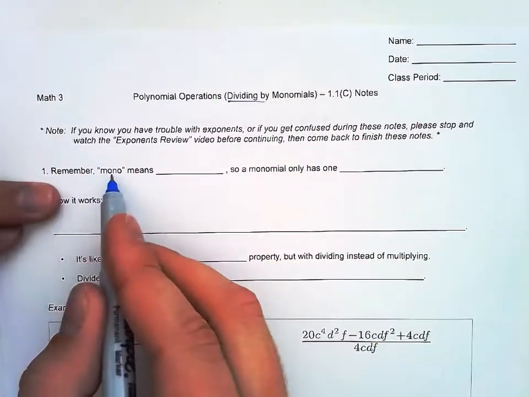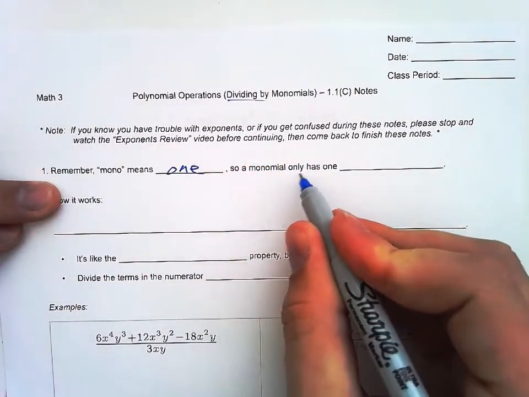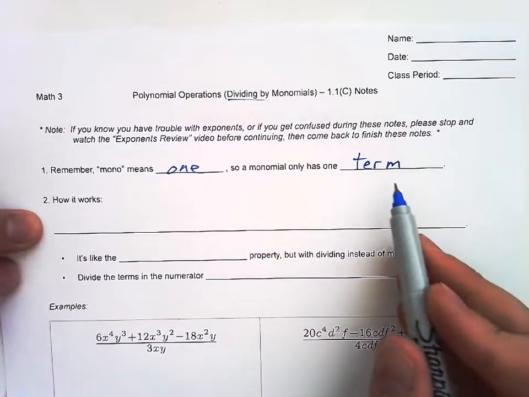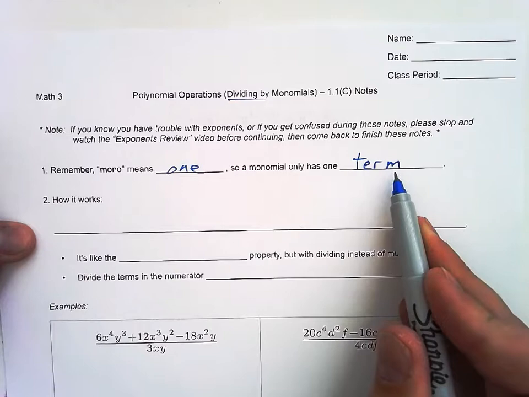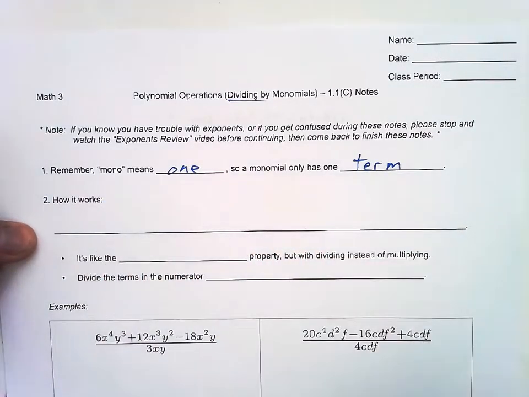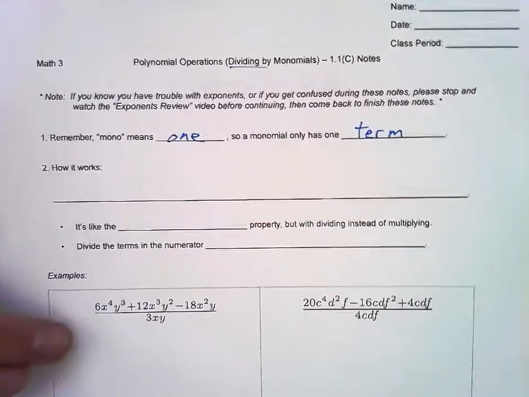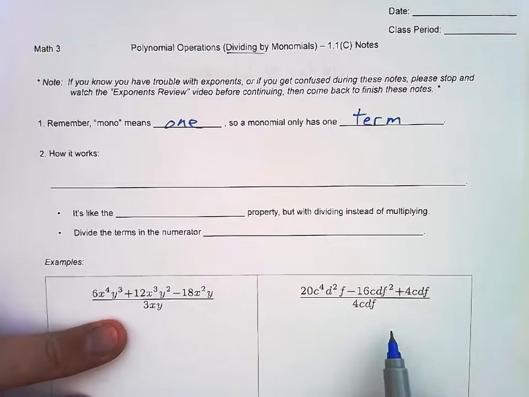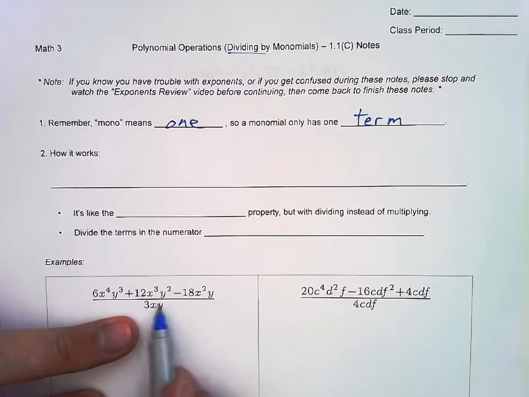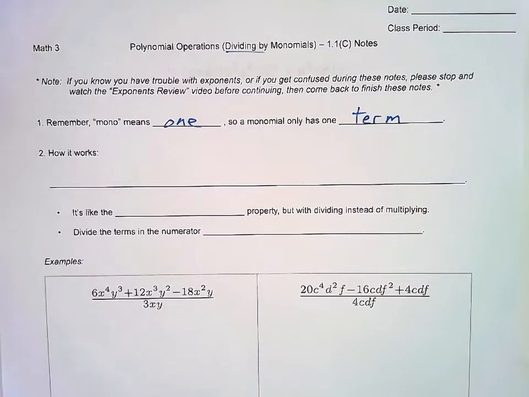So mono means one. So a monomial has only one term. And if you remember from the last one, terms are the parts that are added together. So a monomial can have a couple things multiplied together, but it can't have multiple things added, or it would not be a monomial. So these two examples down here, that's a monomial. There's no adding or subtracting going on. Same thing with this. So you're going to divide by monomials.